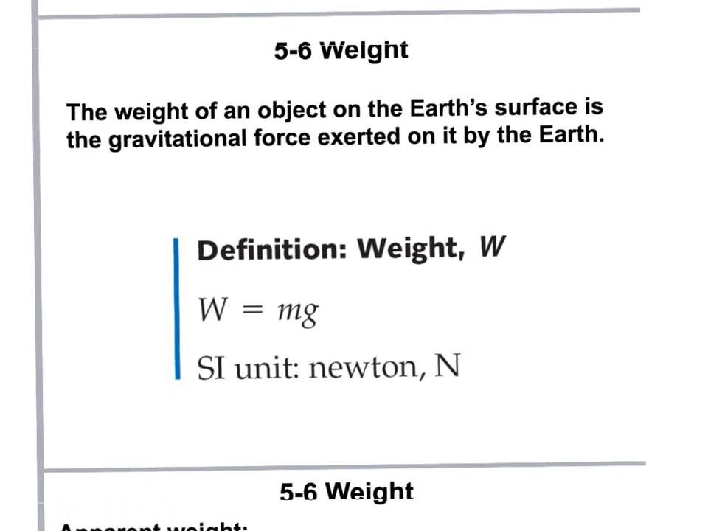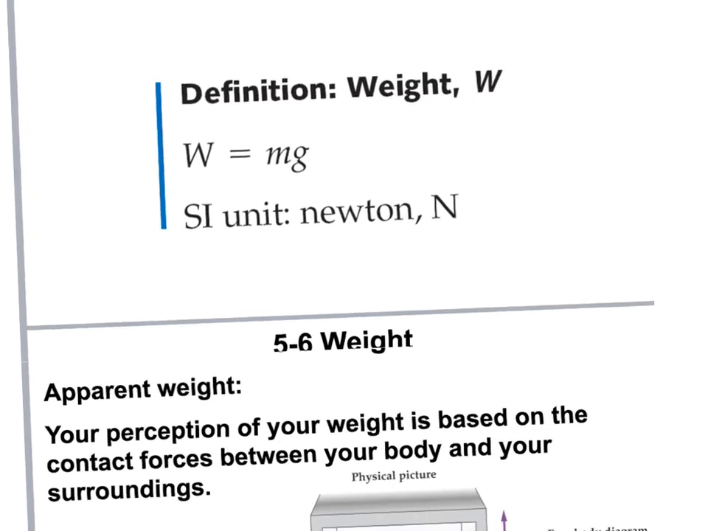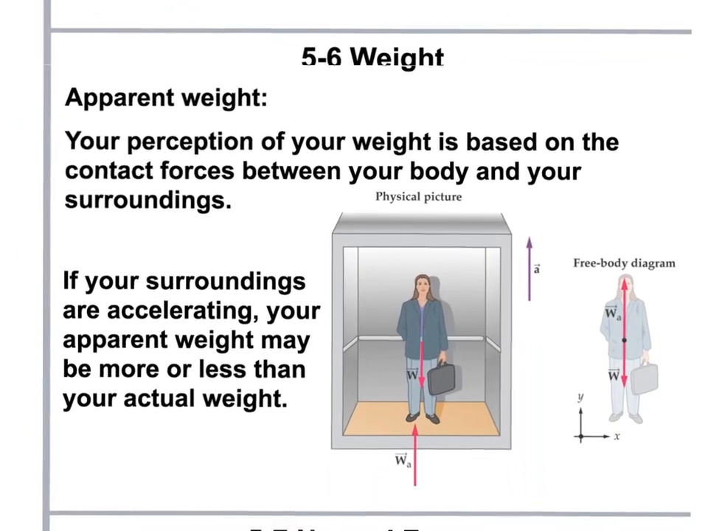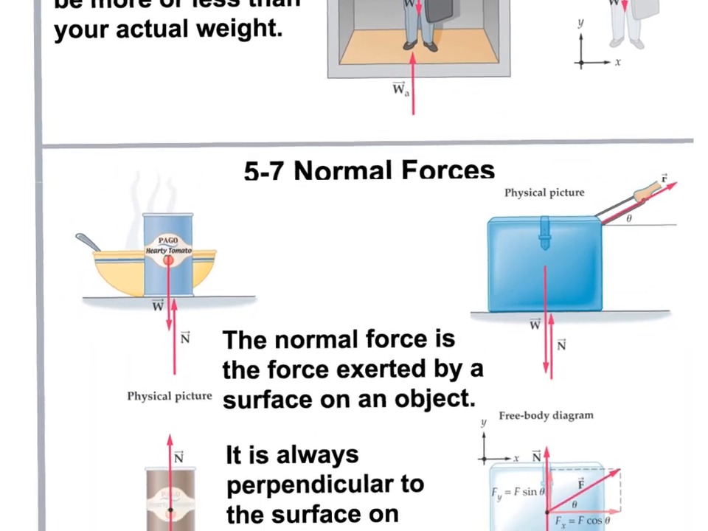So weight is our second equation here, and it's always going to be defined as gravity acting on the mass. So our weight is going to be mass times gravity. So it's the weight of an object on the Earth's surface, and it's the gravitational force exerted on it by the Earth. So apparent weight is your perception of weight based on contact forces between you and your body. We're not really going to get into apparent weight, but you can take a look or read it.